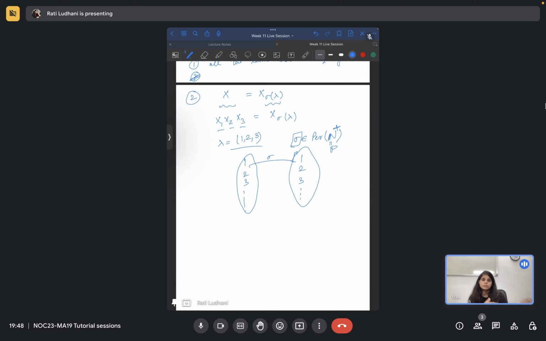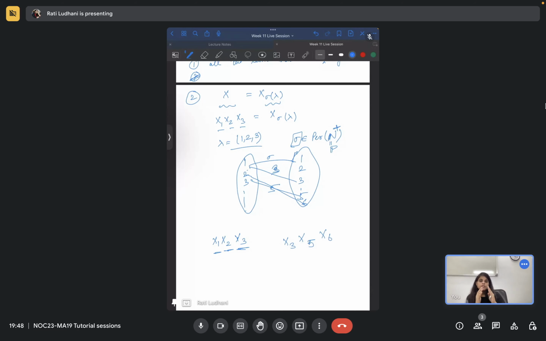Permutation means an automorphism of the set p to p. So if you have x1 x2 x3, all the permutations should be there. One could go to any other number. Let's say 1 goes to 3, 3 goes to 5, and 2 can go to anything, let's say 6. So you must have x3, x5, x6, you must have all the permutations.